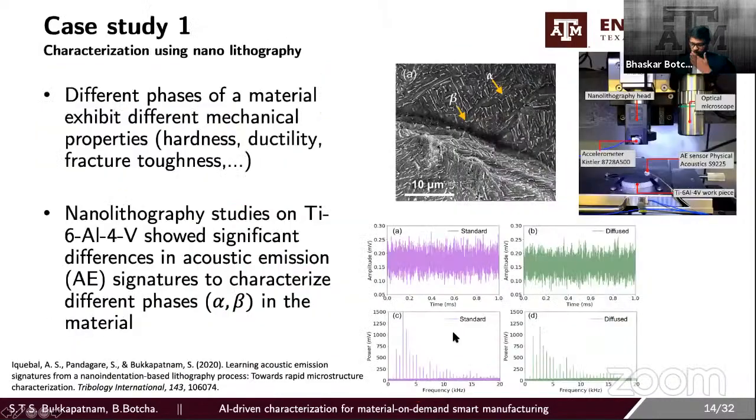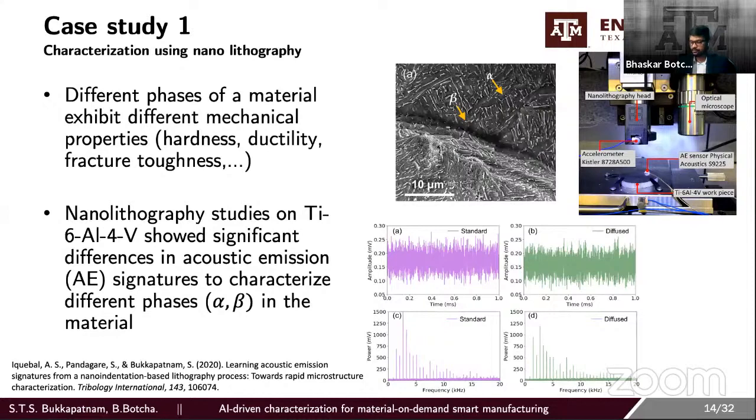So let's start. To demonstrate this, let's start with a few case studies. This is the basic characterization route, characterization using nano indentations and nanolithography. Why I started with this particular case study is that this is the traditional form of characterizing a material.